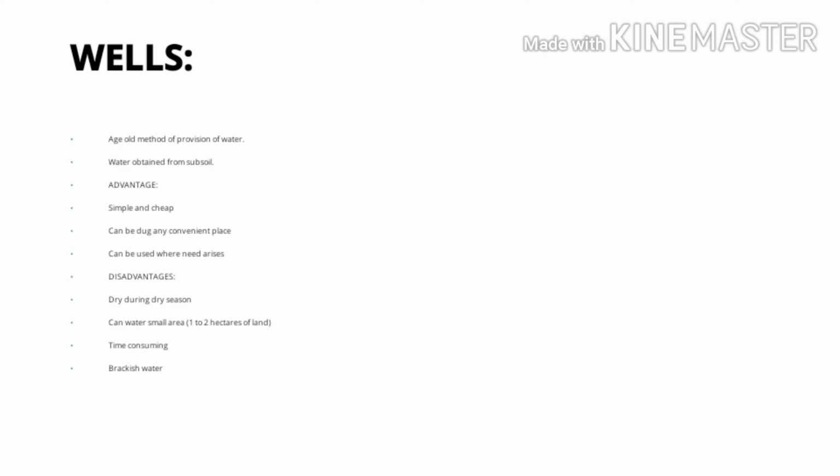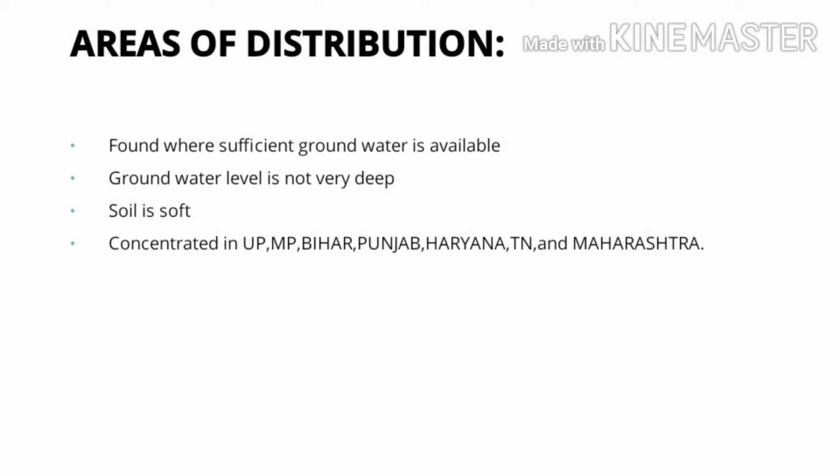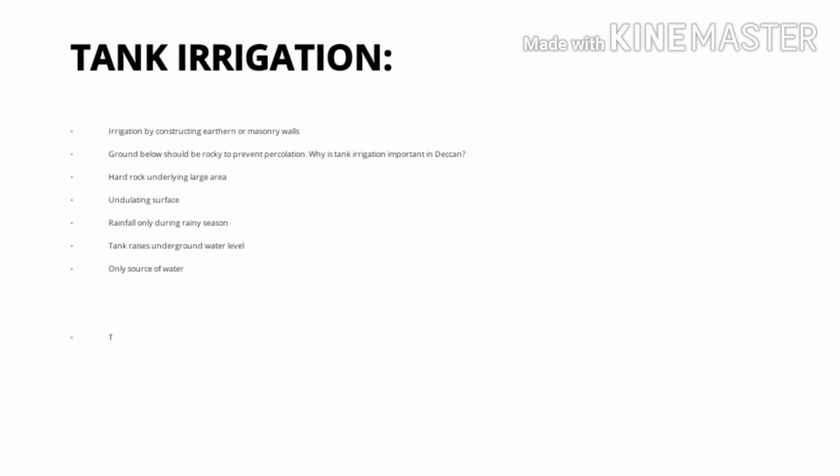The water from the wells is lifted by various methods like the Persian wheel, the lever method, and the inclined plane. Well irrigation is found basically in areas where sufficient groundwater is available, and the level of the water should not be very deep. The soil should be very soft to allow digging of the wells. It is basically concentrated in UP, Punjab, Haryana, Bihar, Madhya Pradesh, Tamil Nadu, and Maharashtra.